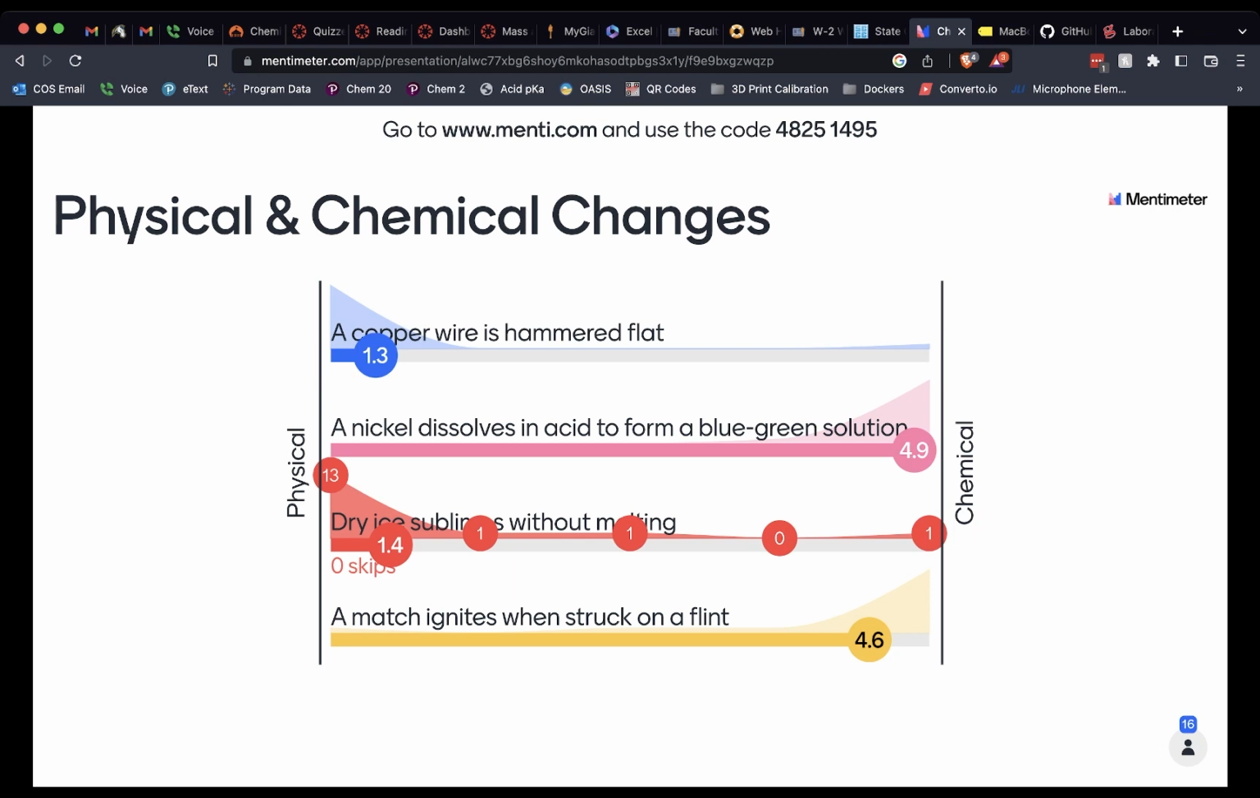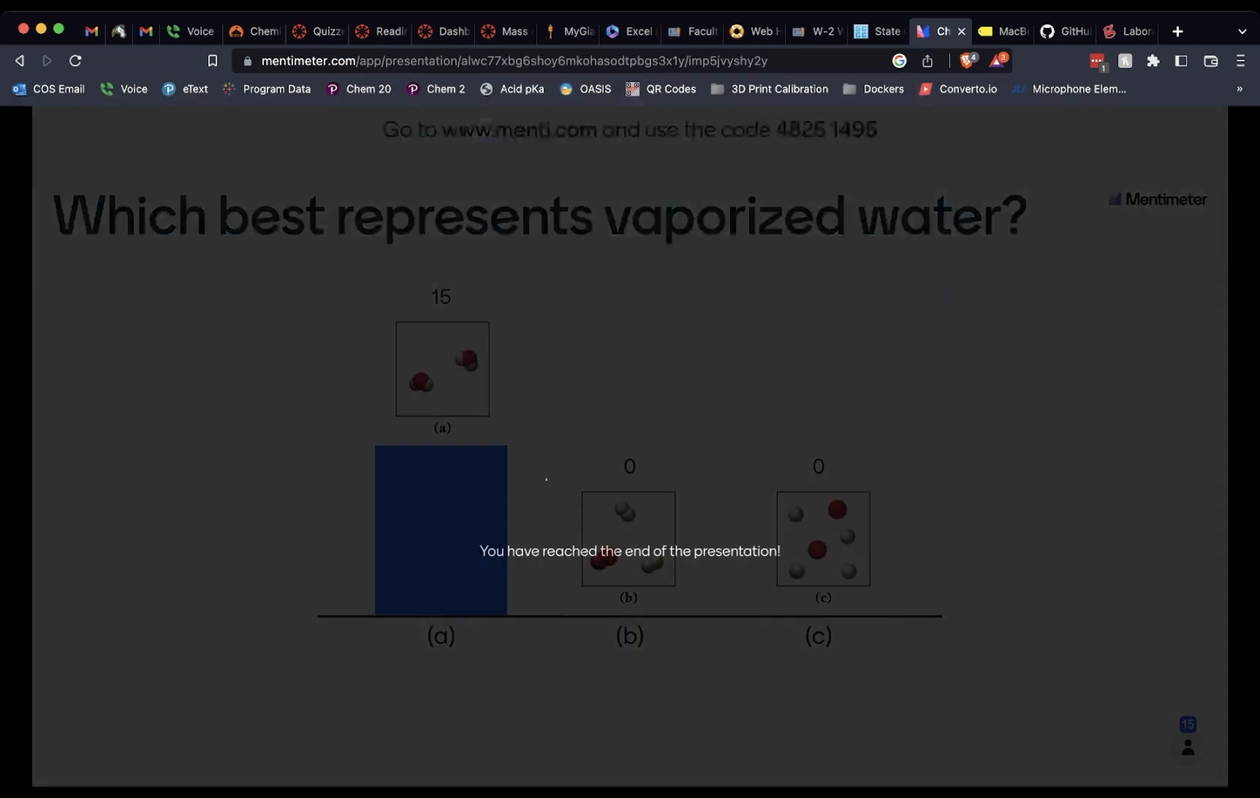Dry ice subliming without melting, that's the one we looked at. Subliming means going directly from a solid to a gas. So it's carbon dioxide when it's solid, it's still carbon dioxide when it's a gas. So it's not changing its chemical composition. And then a match ignites when struck on flint. Burning is always chemical. There's no situation where burning is not chemical. Igniting, meaning that it starts on fire, chemical.